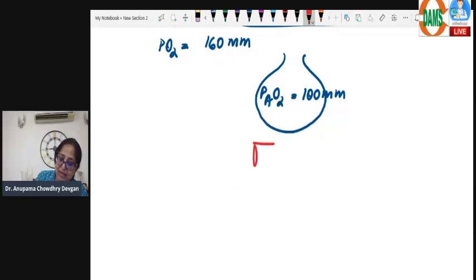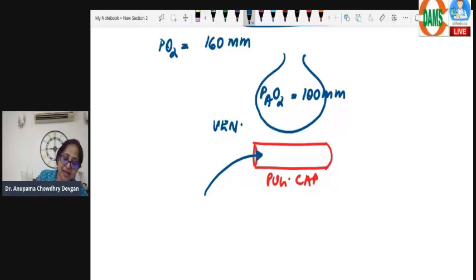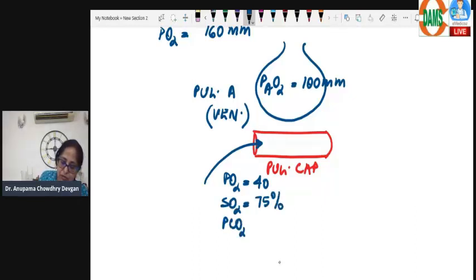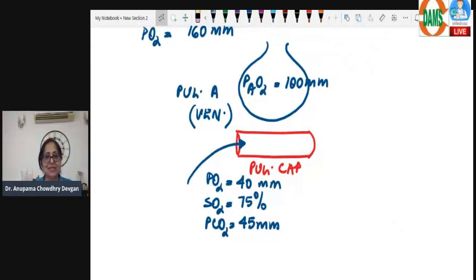Now if I look at a pulmonary capillary, this is the venous end of the pulmonary capillary. Venous end means the blood which comes from the pulmonary artery. Pulmonary artery blood is deoxygenated blood. It is venous blood. It comes from the right side of the heart, the right ventricle, right? Venous blood, we've already discussed the PO2 is 40, saturation of hemoglobin is 75%, PCO2 is 45 millimeters of mercury. These values, please refer, I have just discussed it with you.